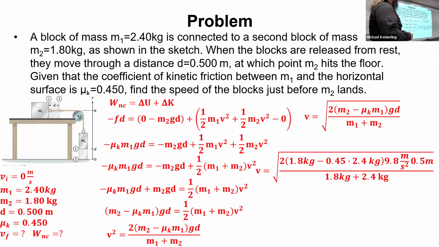So 2 times 1.8 kilograms minus 0.45 times 2.4 kilograms, times 9.8 meters per second squared times 0.5 meters, divided by 1.8 kilograms plus 2.4 kilograms. And that comes out to 1.3 meters per second.